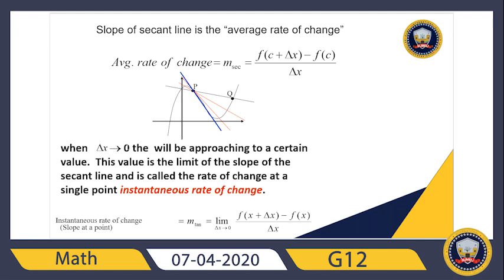Again, as we said, when delta x goes to 0, this expression approaches a certain value. This value is the limit of the slope of the secant line, which is the rate of change at a single point, in this case P, and we call this the instantaneous rate of change, which is at the same time the slope of the tangent at P. So this is why we can define the limit: as the slope of this line at this point.